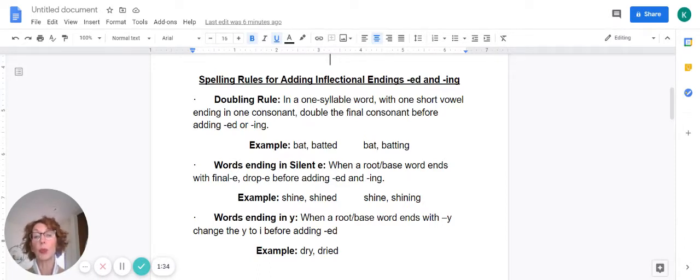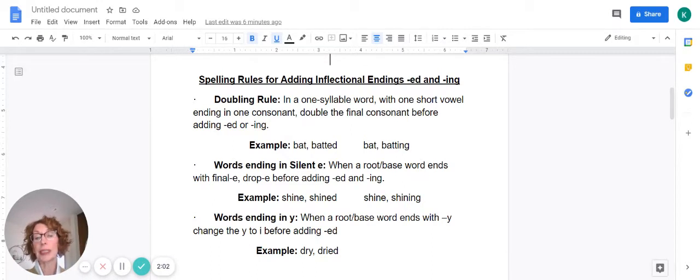Okay, next rule, words ending in silent e. Remember, when a root or base word ends with a final e, you drop the e before adding ed and ing. And the example we've been using is the word shine. We've dropped the e, added the inflectional ending ed. We have shined. Again, root or base word shine, drop the e, add the inflectional ending ing, and we have the word shining. Happened is happening.